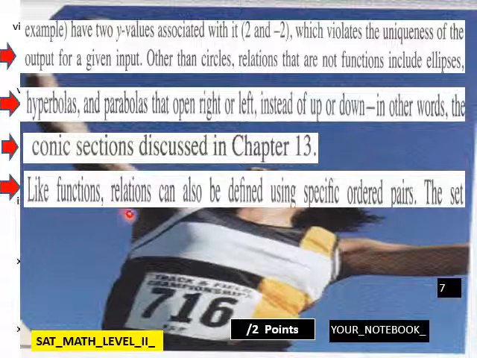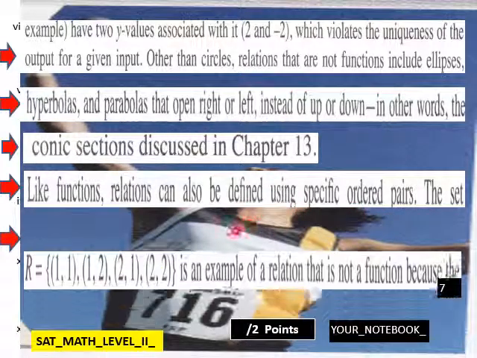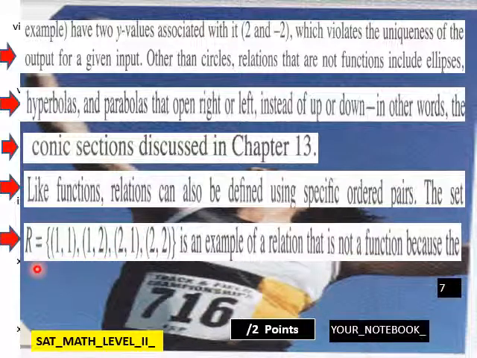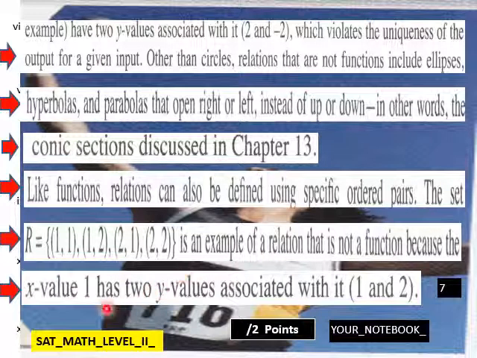Like functions, relations can also be defined using specific ordered pairs. The set R equals (1,1), (1,2), (2,1), (2,2) is an example of a relation that is not a function because the x value 1 has two y values associated with it, 1 and 2.